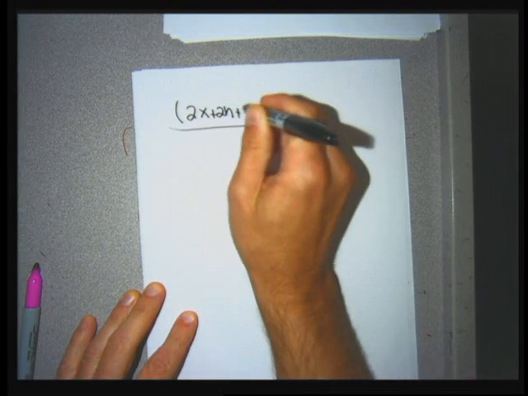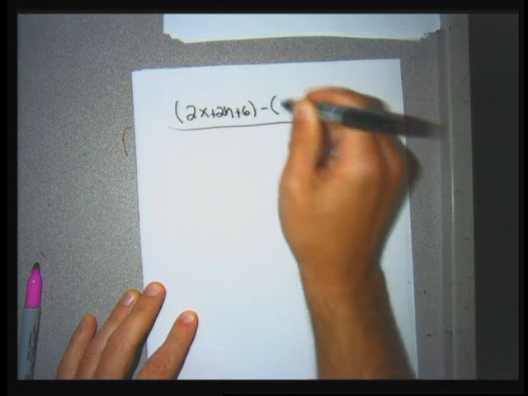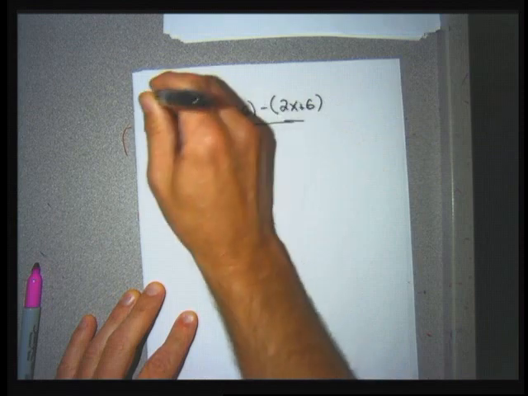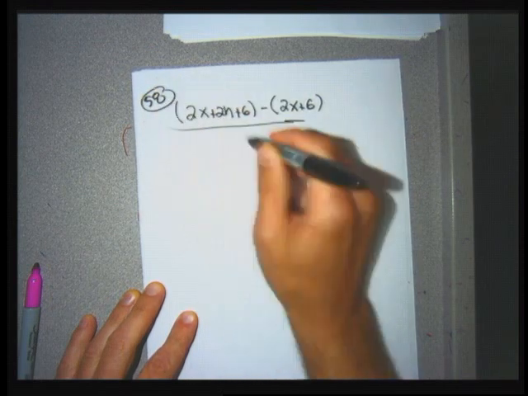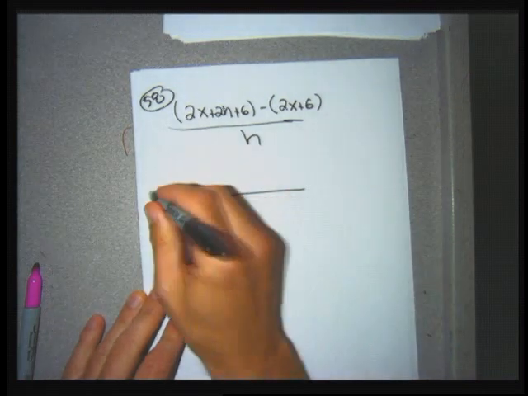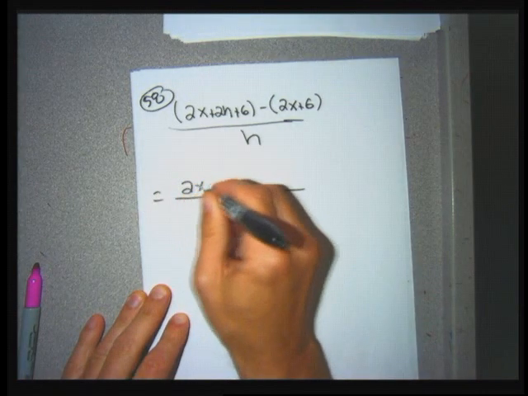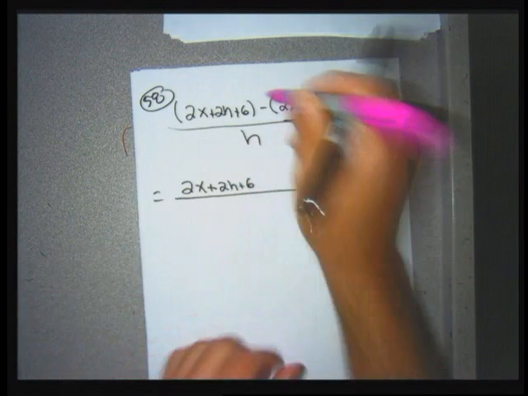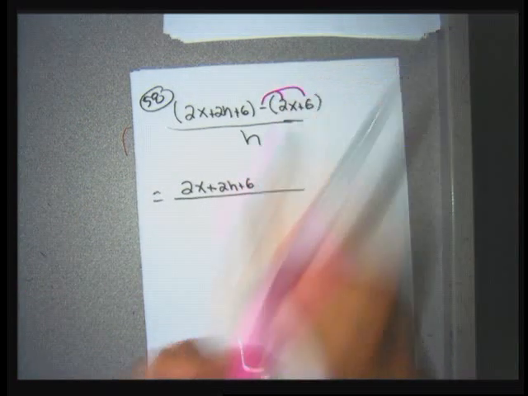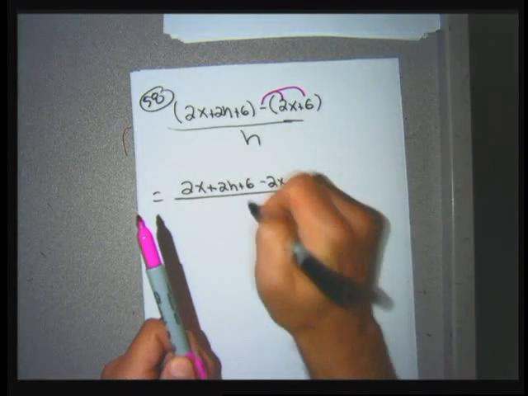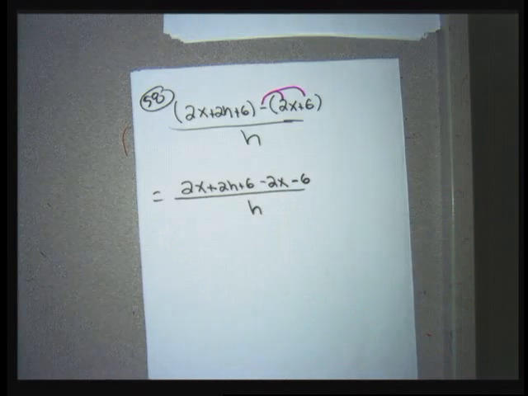So this is just repeating what I had written, so I have more room to do my work. This is problem 58, finding the difference quotient. The parentheses I have in the numerator can be gotten rid of. The first parentheses I can get rid of by just dropping it. The second parentheses needs to attach to the 2x and make a minus 2x. It needs to change the sign on the 6 to negative.